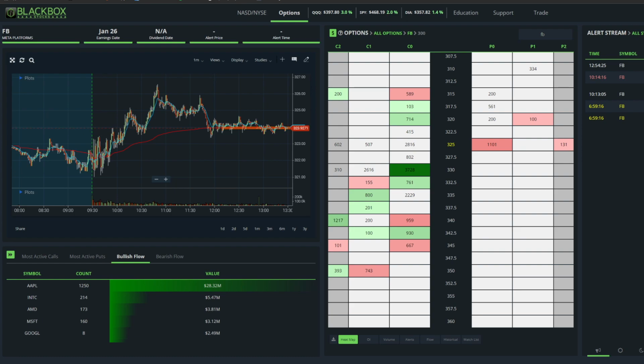Peter Carlo here, and today we're going to be talking about heat maps on the blackboxstocks software. Now, I want to talk about these for two reasons.